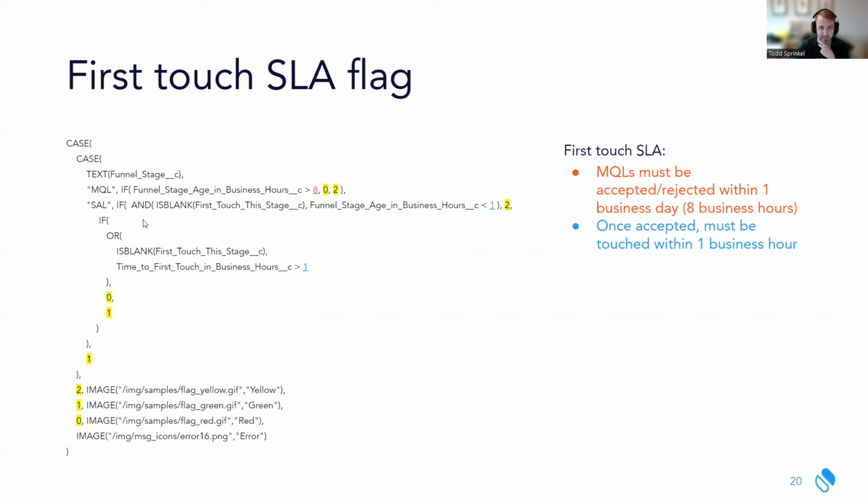In the case of SALs, if the first touch this stage is blank and it's been less than 1 business hour, we'll return 2, again a yellow flag, because action is still required. And if it's either blank or the time to first touch is more than 1 business hour, then we'll return a red flag. Otherwise, you met that. And then this one here is to return green for all the other stages because we don't necessarily have an SLA defined for those.